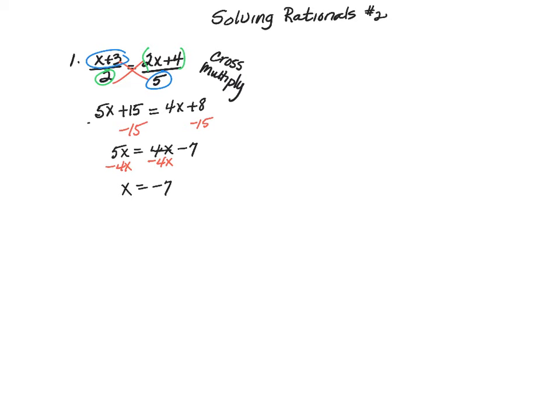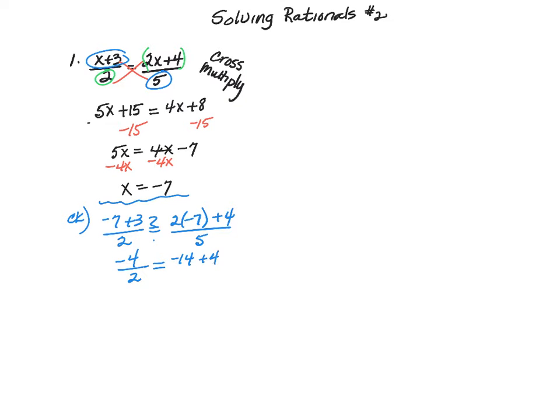So, an important part of this is to check, go back and check your work. So let's do the check. Let's see if it works if we put negative 7 plus 3 over 2. Will that equal 2 times negative 7 plus 4 over 5? So let's see. Negative 7 plus 3 is a negative 4, and that's going to be over 2. On the right side, we have negative 14 plus 4 over 5.